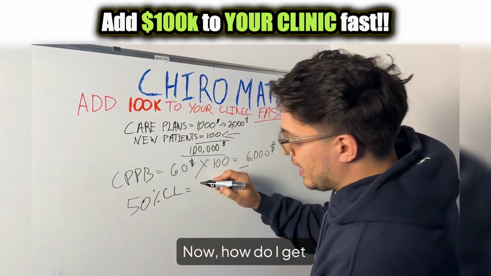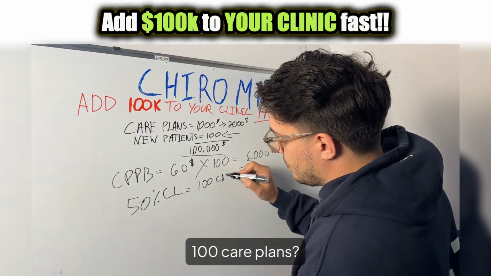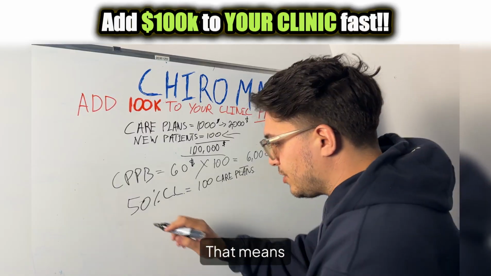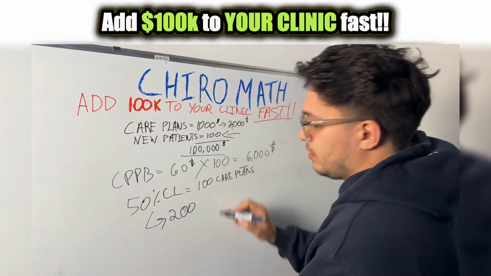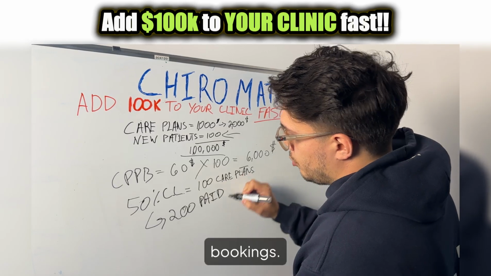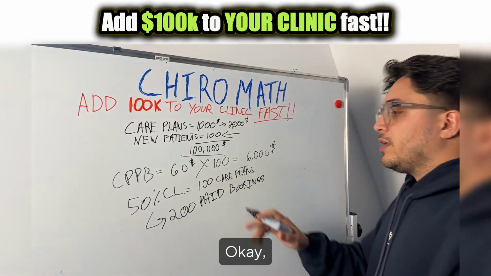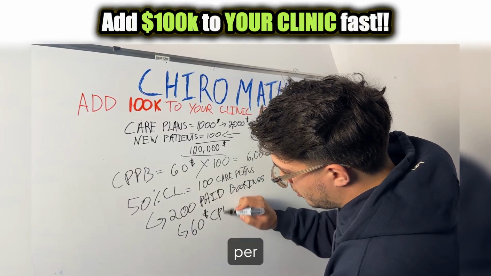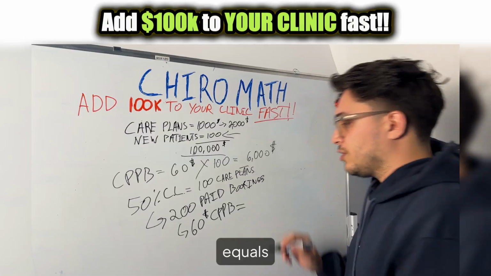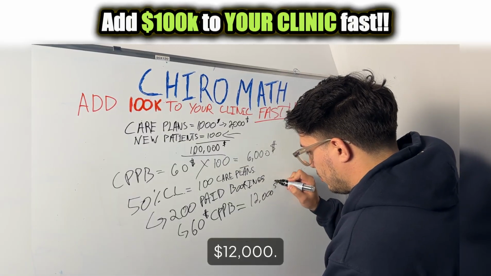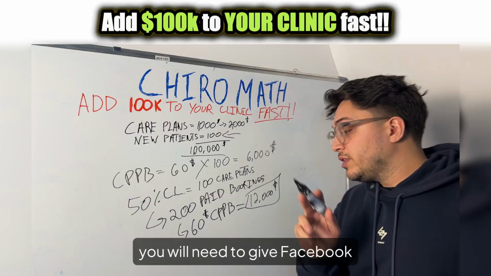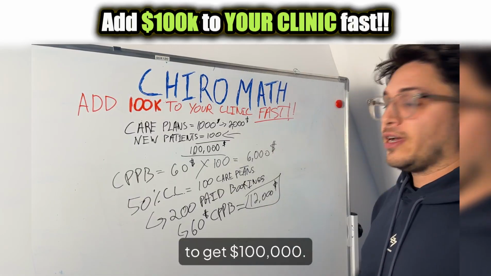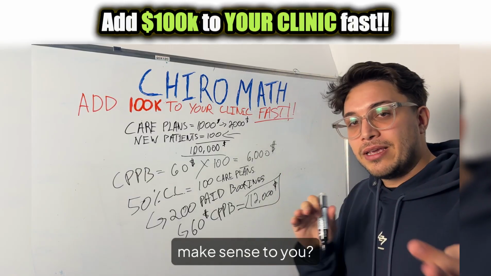Now, how do I get 100 care plans? I'm doing math on the fly, so please forgive me. That means that you need 200 paid bookings. So 200 paid bookings times $60 cost per paid booking equals $12,000. That means you will need to give Facebook $12,000 to get $100,000. Now, does that make sense to you?